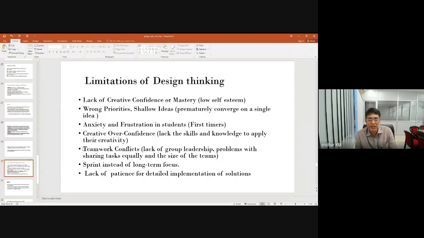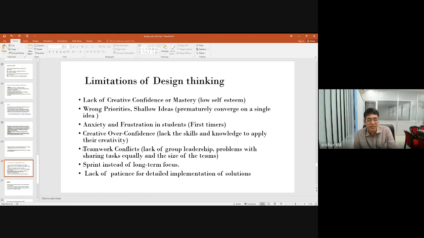There may be some wrong priorities and shallow ideas, prematurely converging on a single idea during the design thinking process. These are all kinds of actions which can happen in design thinking process. The priority set may be wrong for a particular complex problem. The ideas may be very shallow because of our lack of deep knowledge. So this is where we will bring, suppose a single teacher is there, he or she is not able to interpret the idea into deep context. We bring experts. We bring our friends who have deep knowledge about that particular subject, and then make them refine the idea. So the shallow idea can become a useful idea.